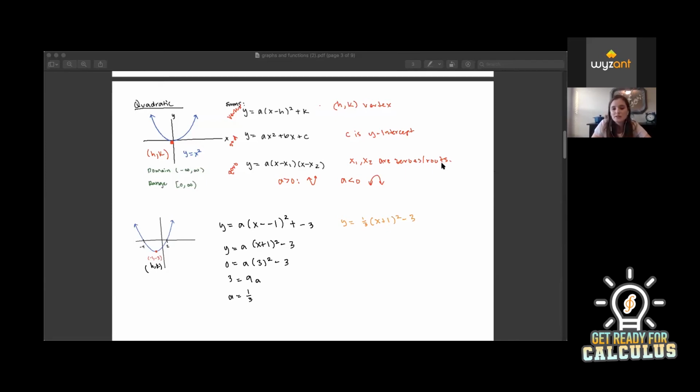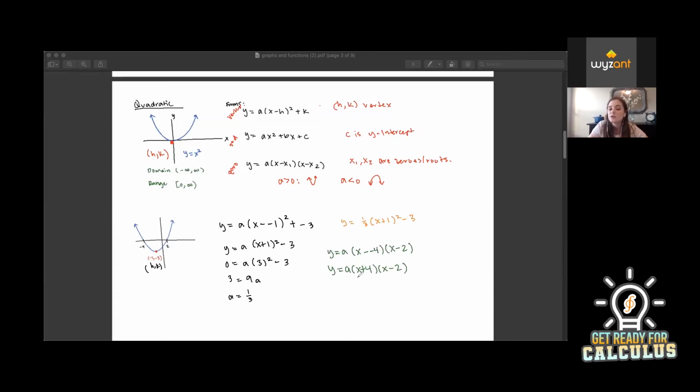The other way to do this will get us the same exact answer. We would want to start with the zero form, because we know both of our zeros. So we can say y equals a, and then x minus, and our first zero that we're going to use is -4. And like I said earlier, it doesn't matter the order that we do this in. Then our second zero is going to be 2, so that's x minus 2. So we'll get y equals a(x plus 4)(x minus 2).